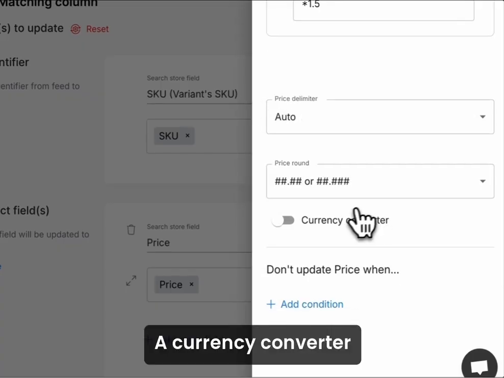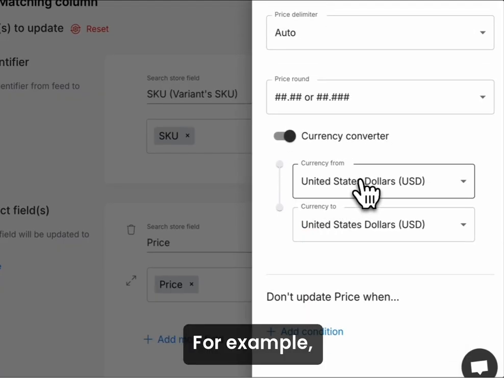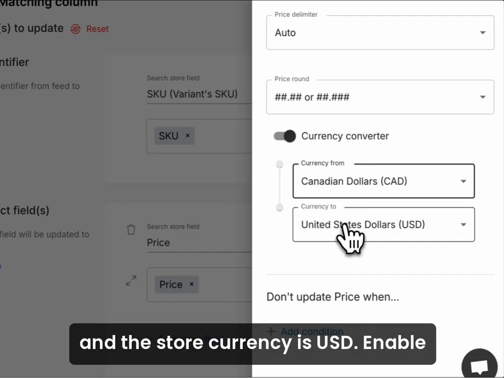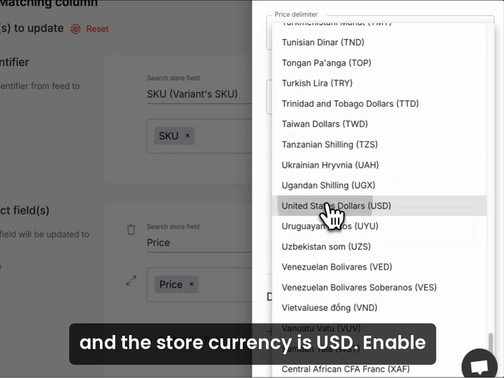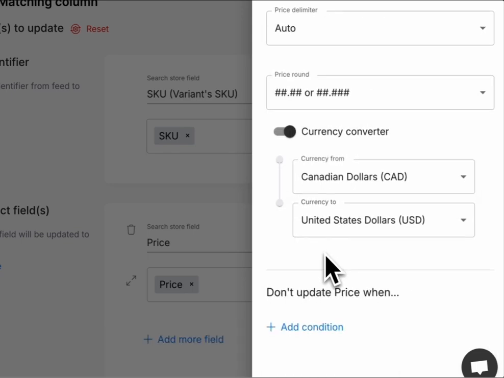A currency converter is for converting the price from feed to store. For example, if the supplier feed's currency is CAD, and the store currency is USD. Enable the currency converter and enter the currency in the fields.